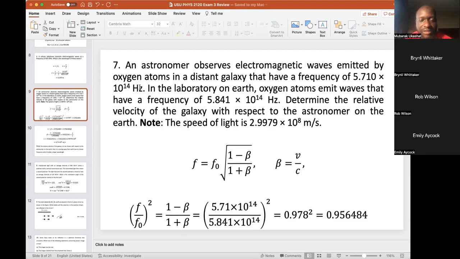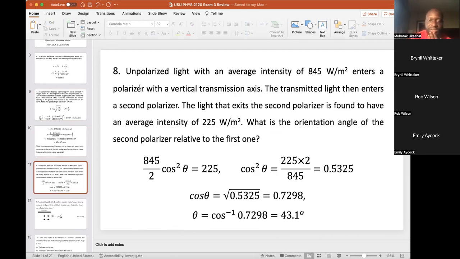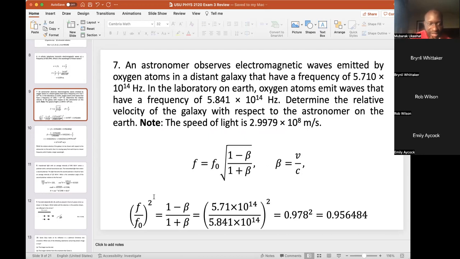So we're going to use this formula for calculating the speeds. f observed equals f naught square root of (1 minus beta) over (1 plus beta), where beta is just speed over the speed of light. So when we do that, (f over f naught) squared is (1 minus beta) over (1 plus beta), and f over f naught is the frequency observed divided by the frequency observed on Earth. So the frequency in the galaxy divided by the frequency on Earth, squared, equals (1 minus beta) over (1 plus beta). So we get this number when we square that.